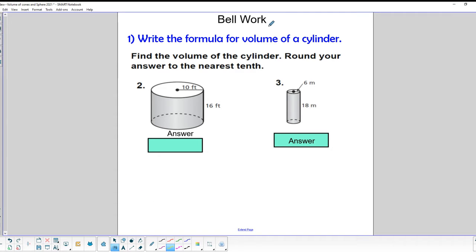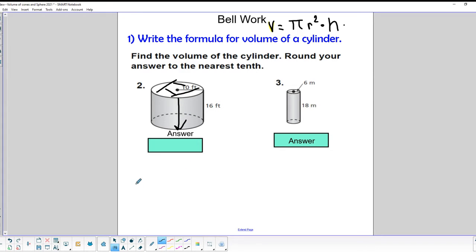So we know that the volume of a cylinder, I better get a darker color here. Volume equals pi r squared times the height of the cylinder. And that pi r squared is basically the area of the circular base or end of the cylinder, and then the height is just this length right here, however long that is.